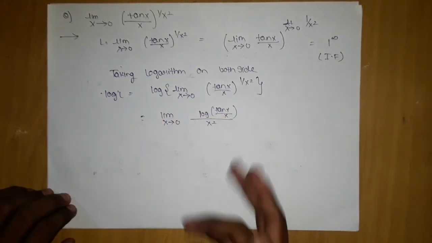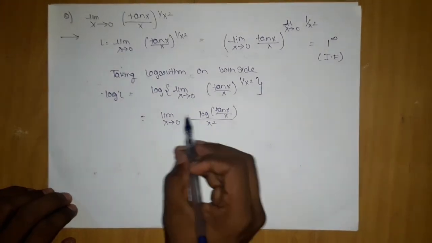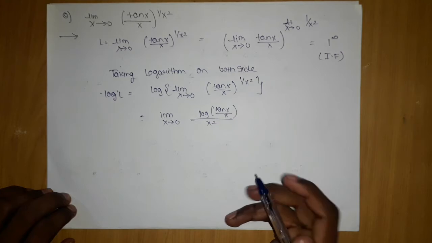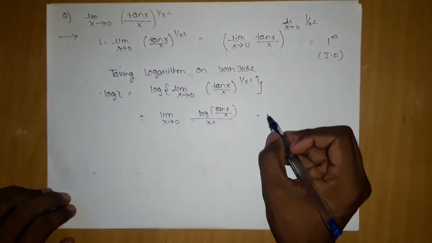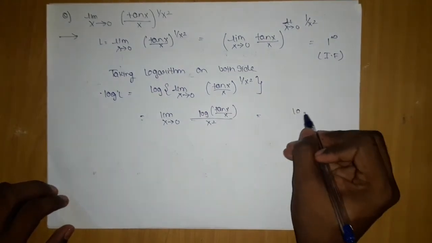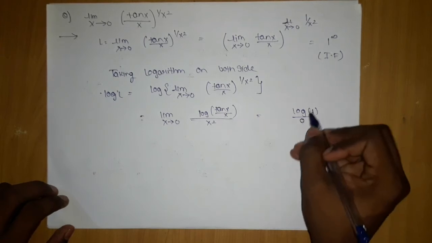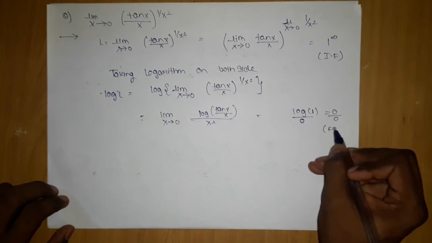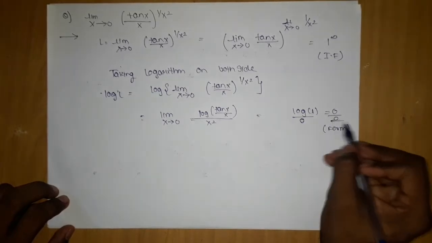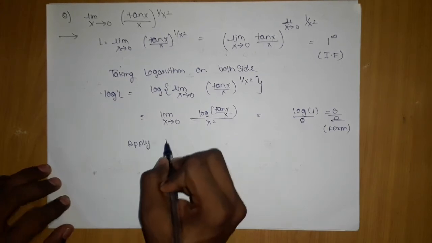You know the reason why we cannot distribute it: we will get an indefinite form. You will say this will become 1 and this will become 0, which will become 1 by 0, which is infinity, undefined. Now after this you will substitute. This will be 1 by 1, so log 1 by 0. Log 1 is 0, so we are getting 0 by 0 form. I was mentioning that we will get an indeterminate form again, but this indeterminate form is 0 by 0, which we simplify using L'Hopital's rule.